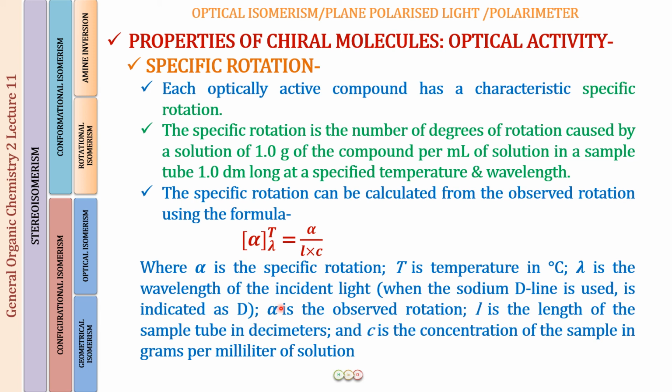And the small alpha, well, this is the observed angle of rotation. L is the length of the sample tube, but you always have to take this length in decimeters. It will not be in meters, it will not be in centimeters. You have to specify the length in decimeters, and the concentration of the sample has to be in grams per ml of the solution. When you do this, what you will be getting is specific rotation. And then when you have specific rotation for two compounds, you can compare both of them.